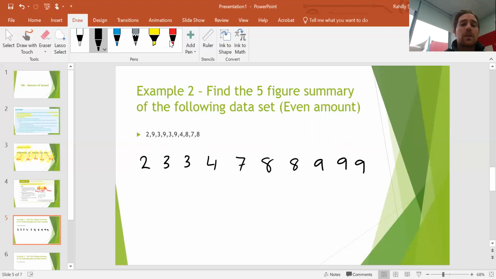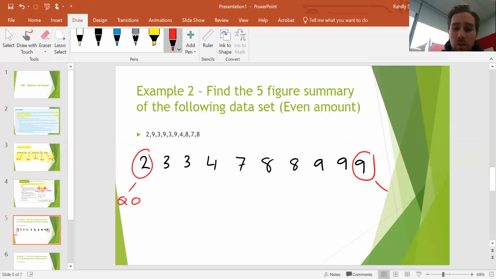Cool. So that's our data now in order. We have an even amount: 1, 2, 3, 4, 5, 6, 7, 8, 9, 10. The easiest way for us to do this is to find our minimum and our maximum first. Very simple.